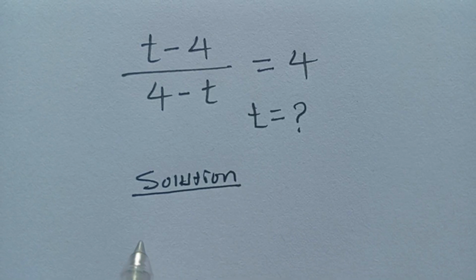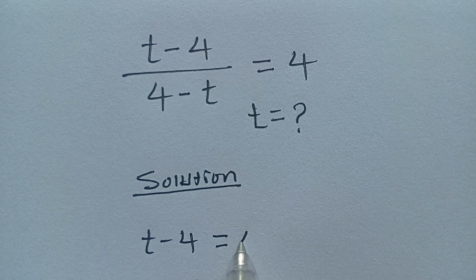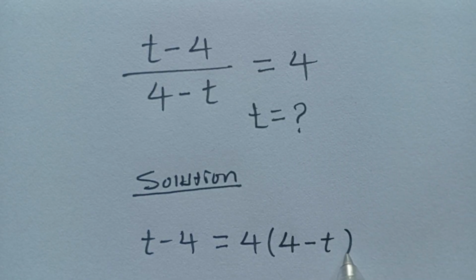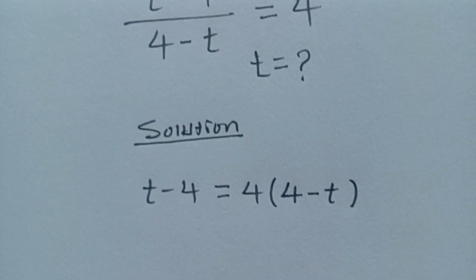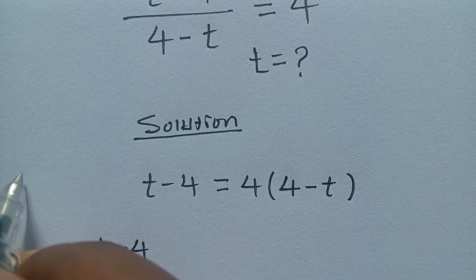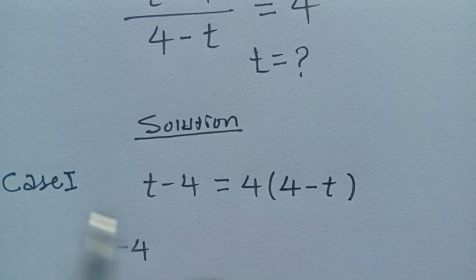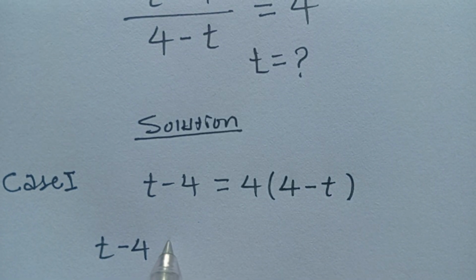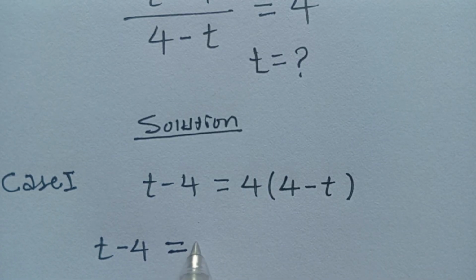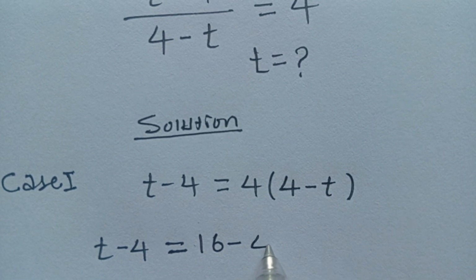Solution: (t minus 4) equal to 4 into (4 minus t). Case 1: t minus 4 equal to 4 times 4, 16, minus 4 times t, 4t.